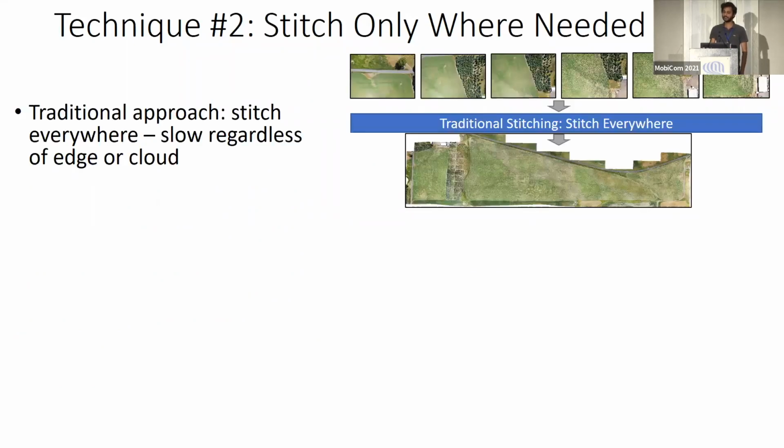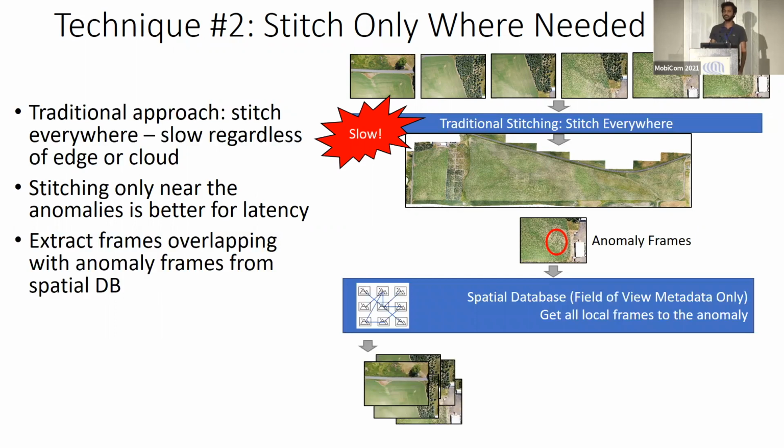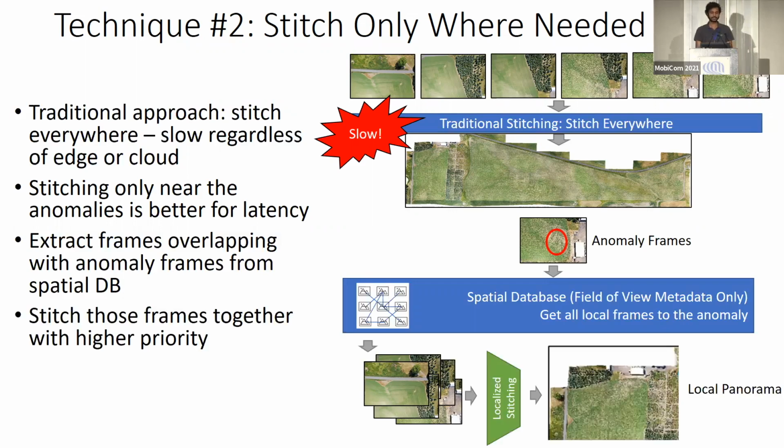Next, we have established that stitching everywhere is going to be very slow. So suppose we find a frame that is looking at an anomaly. Now how can we extract all the relevant frames that are also covering the same region so that we can start the stitching process? So again, we look at the database. We have a database optimized query that can give us all the relevant frames that we need to do the stitching. And then we stitch those frames with higher priority. Some regions are again going to be more important than others, so we have a hierarchy of priorities. And based on that, we are doing the stitching.